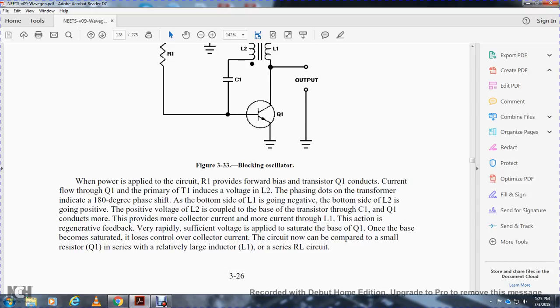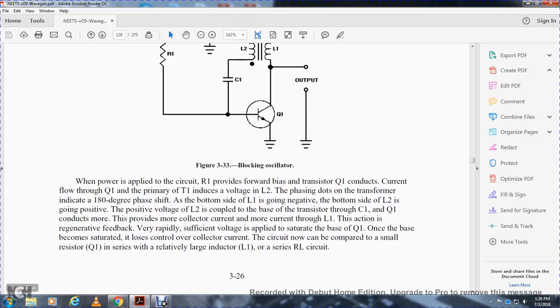The bottom side of inductor 1 is going negative, and the top side of inductor 2 is going positive. The positive voltage of inductor 2 is coupled to the base of the transistor through capacitor 1, and transistor 1 conducts more. This provides more collector current and more current through inductor 1. This regenerative feedback action very rapidly applies sufficient voltage to saturate the base of transistor 1.